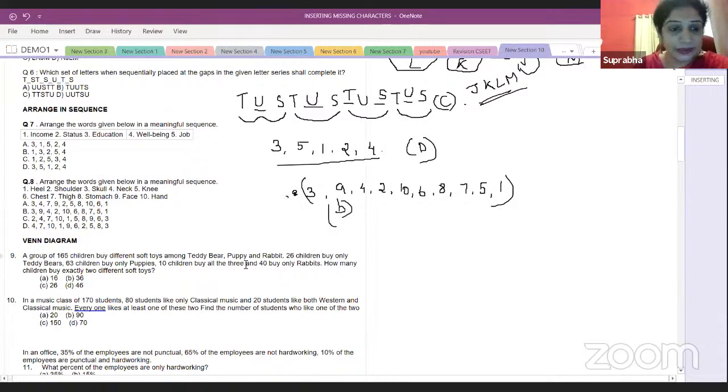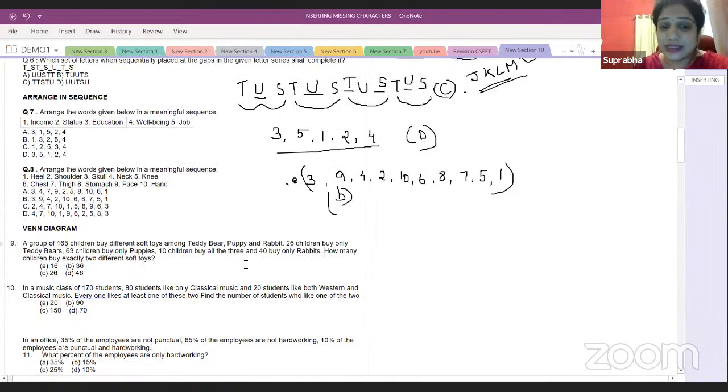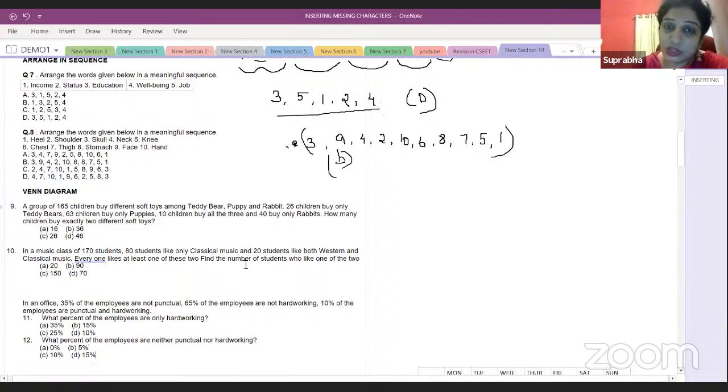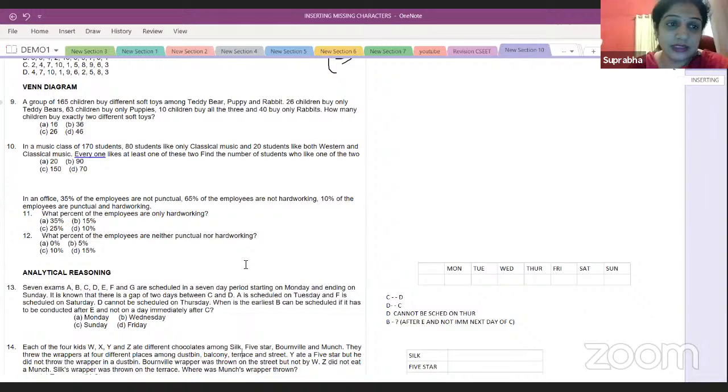Next comes your Venn diagram. So obviously a sentence will be given to you based on which you have to draw a Venn diagram. Yes. So now there is a group of 165 children who buy different soft toys among teddy bear, puppy and rabbit. So out of 165 children, they buy these 3. 25 children buy only teddy bear, 63 buy only puppies, 10 children buy all the 3, only rabbits. How many children buy exactly 2 different soft toys? So your Venn diagram should be ready for this.